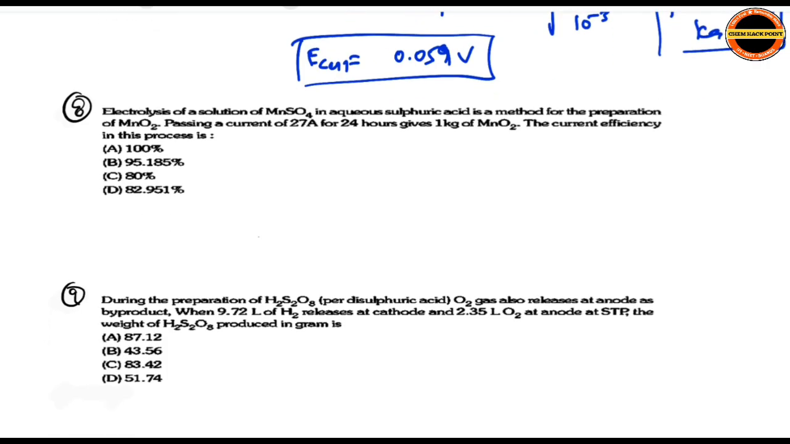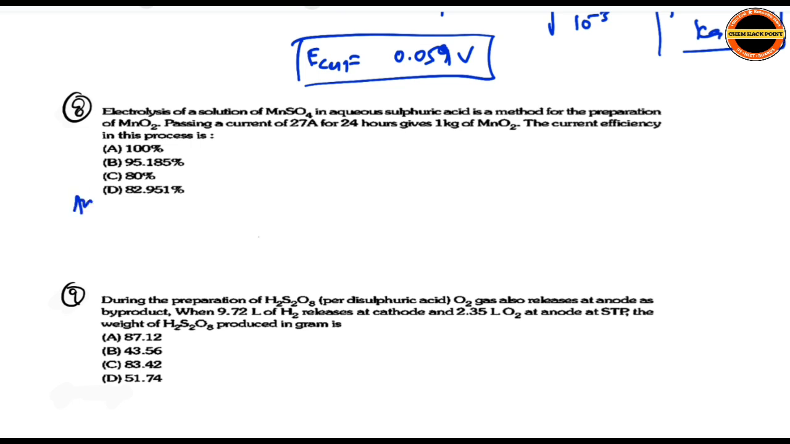Next: electrolysis of a solution of MnSO4 and aqueous sulfuric acid is a method for the preparation of MnO2. Passing a current of 27 ampere for 24 hours gives 1 kg of MnO2. The current efficiency in this process is? They are asking about the current efficiency in this process.